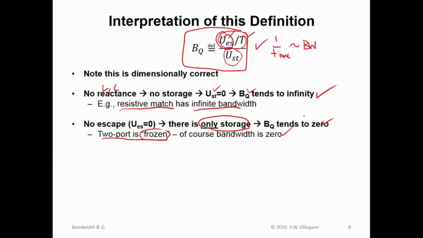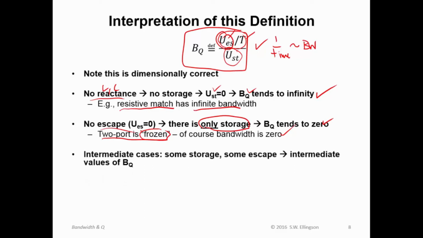So we see that in these two extreme cases, where we have no reactances and no escape, we get the expected result for the bandwidth. Now, all other cases, including all practical realizations, are intermediate to these two cases. There's going to be some storage in reactances, there will be some escape, and so we'll have intermediate values of B sub Q, that is values greater than 0 and less than infinity. And that shouldn't be surprising either.